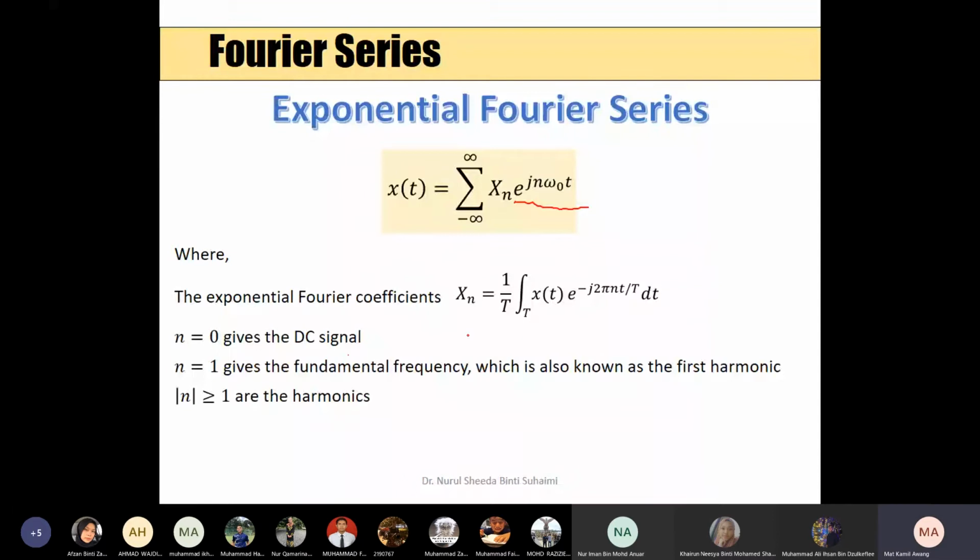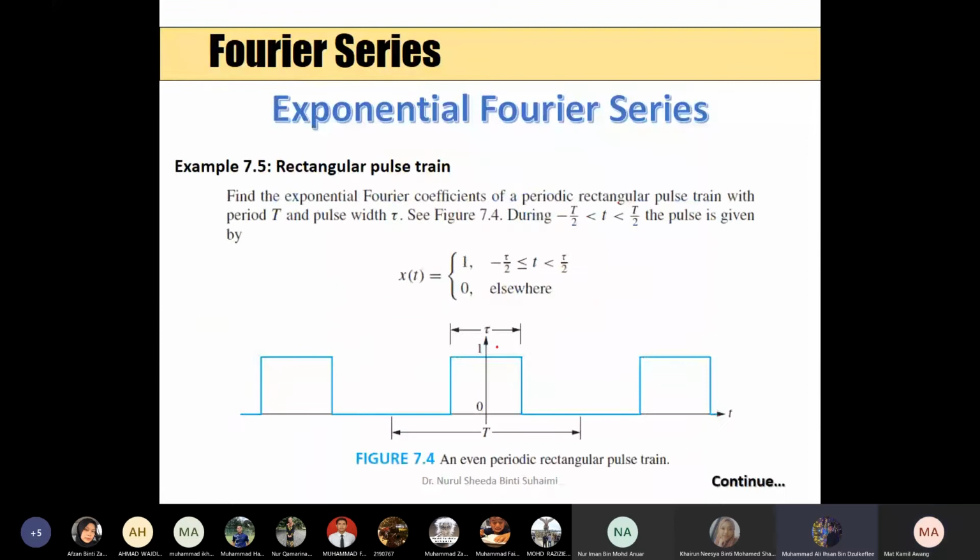For n equal to 0, basically this exponential term is 1, it drops. So you have the integration, basically X naught is equal to 1 over T integral of x of t dt, because this term drops out. So you get the DC signal. And n equal to 1 gives the fundamental frequency or the first harmonic. Okay? Same or similar example as just now.